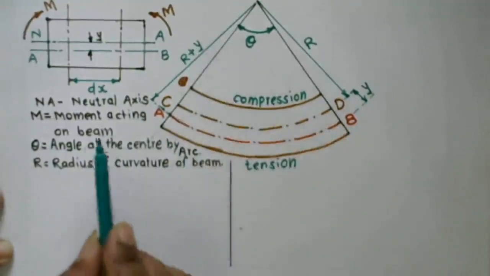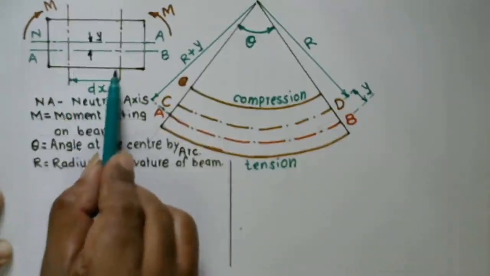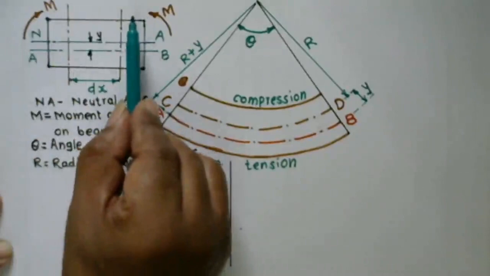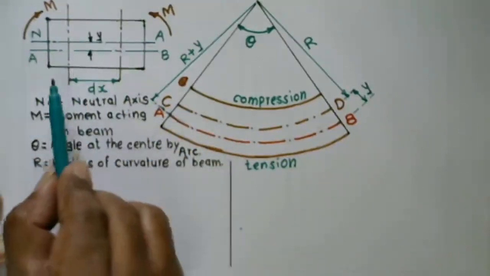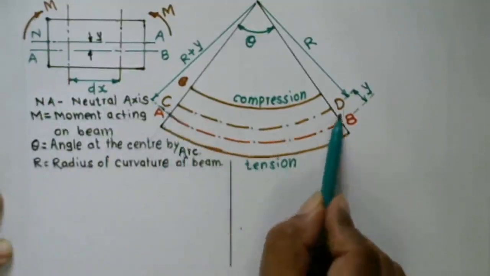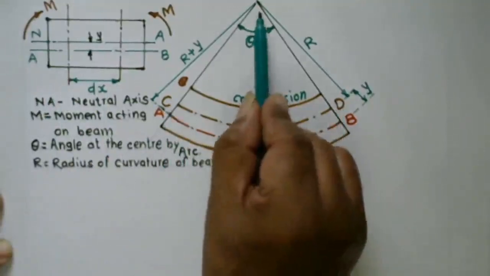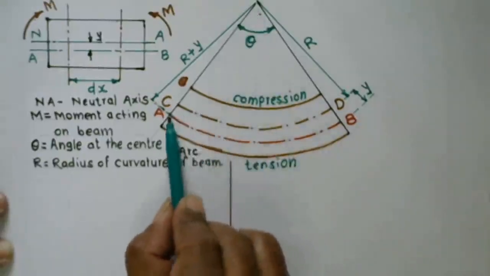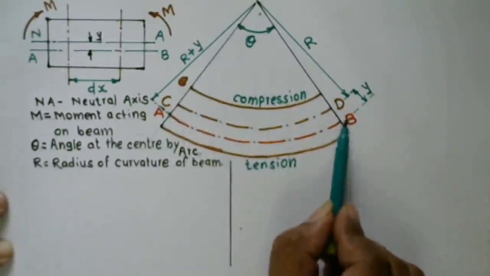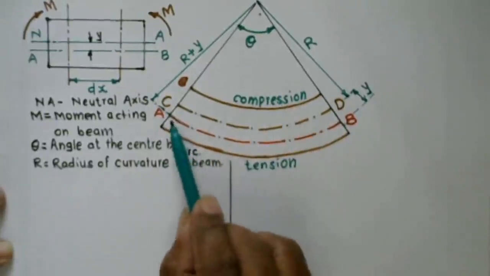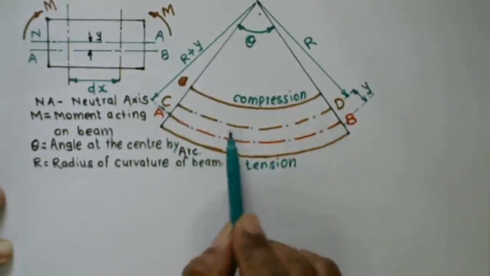Now consider a small length dx of a beam subjected to the bending moment. As a result of that moment, let this small length of the beam bend into the arc of a circle with O as the center. Now consider a layer AB at a distance y from the neutral axis, that is CD of the beam. When it is stretched, strain is induced in this section AB.